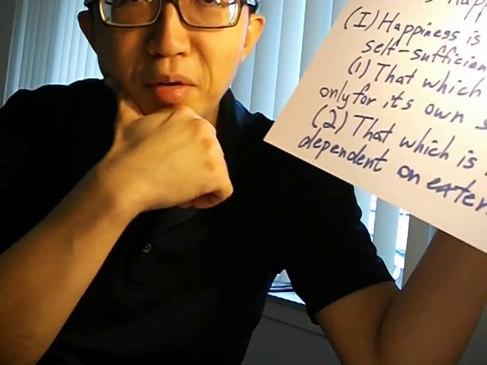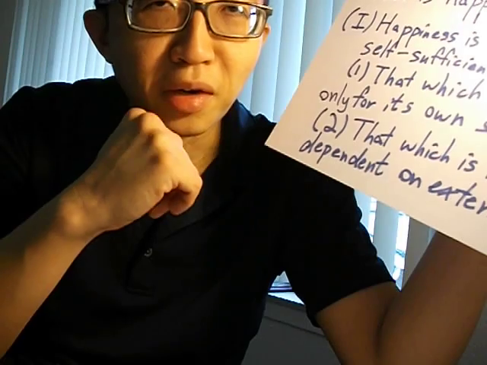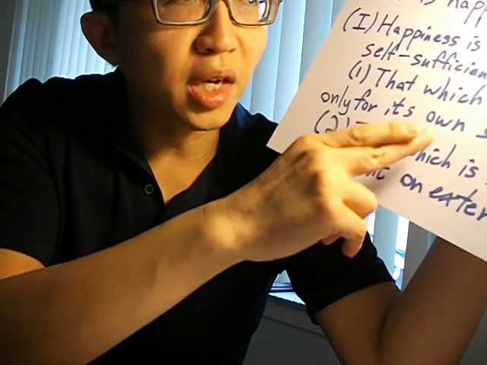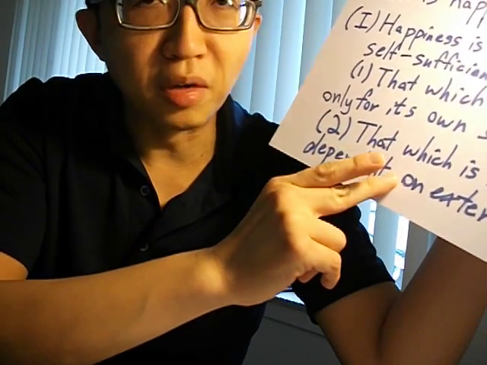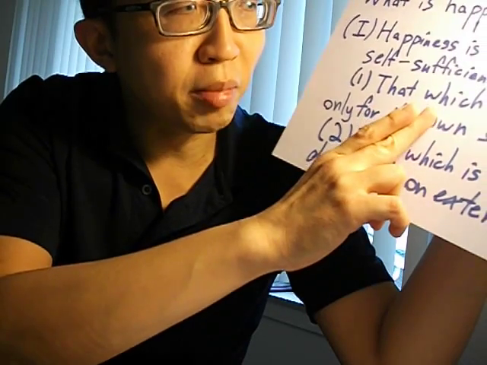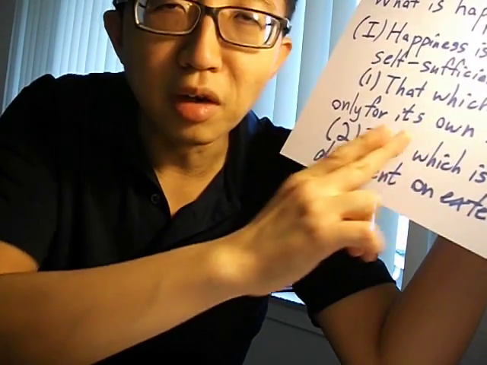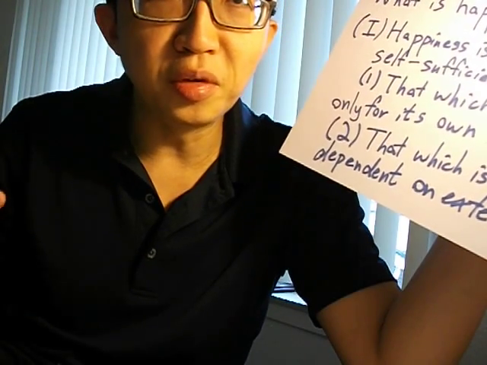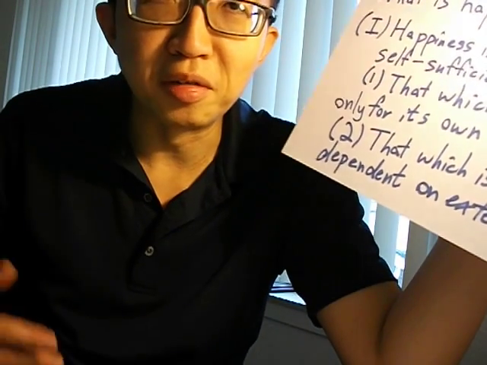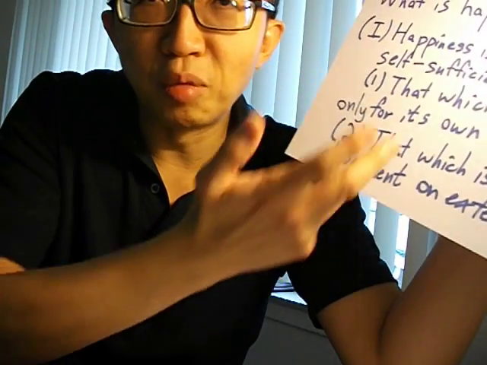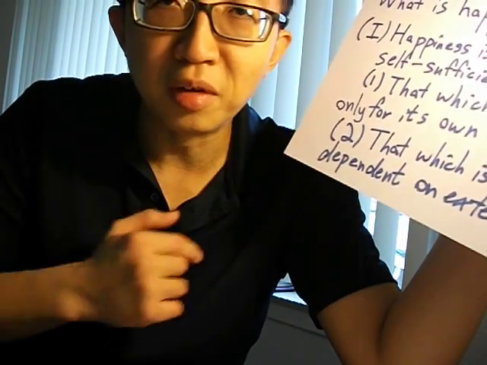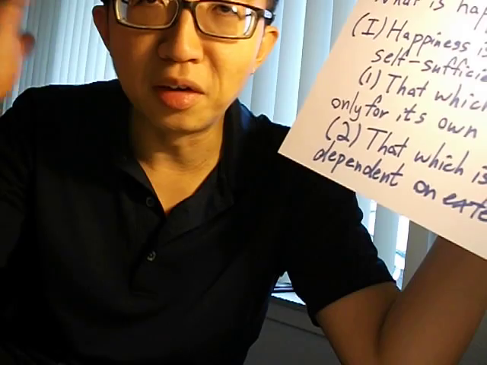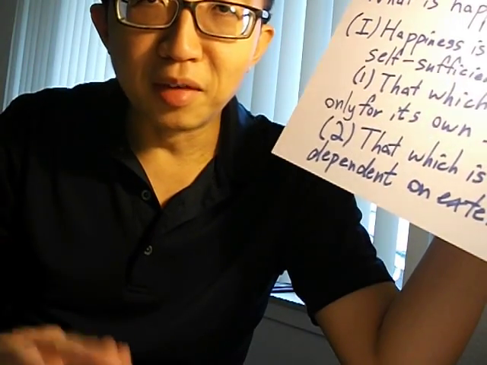Now, you might be feeling a little bit unsatisfied right now, because even if we know that happiness is something which is not dependent on externals, even if we know that happiness is something which we desire only for its own sake, you might realize that he still hasn't told us what happiness is. He has told us what it is characterized by and what it is not, but we still don't know what exactly it is. But do not worry.